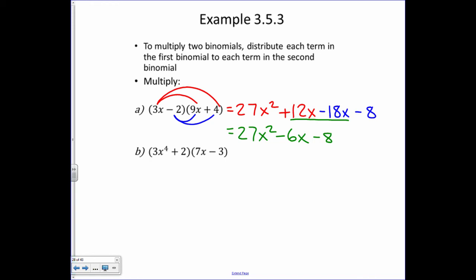We're going to do something very similar on the bottom here. 3x to the 4th times 7x will give you 21x to the 5th. 3x to the 4th times negative 3 will give you minus 9x to the 4th. 2 times 7x will give you plus 14x, and 2 times negative 3 will give you negative 6. In this case, there are no like terms, and so we can't add anything up. We just leave the answer the way that it is.